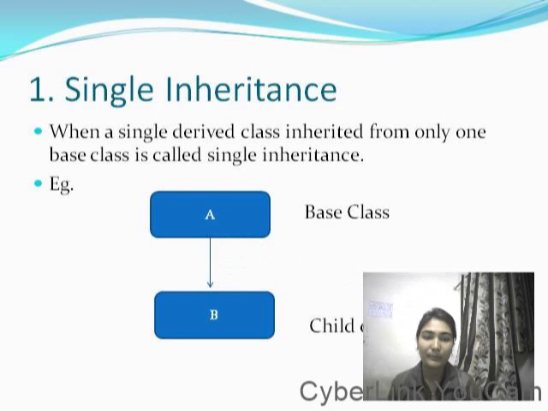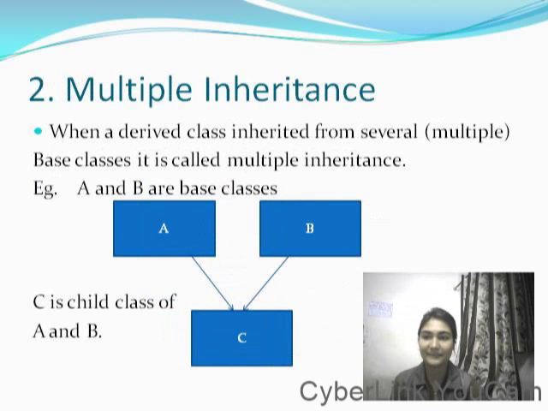Next one, multiple inheritance. When a derived class inherits from several or multiple base classes, it is called multiple inheritance. You can see in the example, A and B are base classes of C, and C is a child class of A and B. In this example, C is a derived class which inherits from multiple classes, that is A and B.